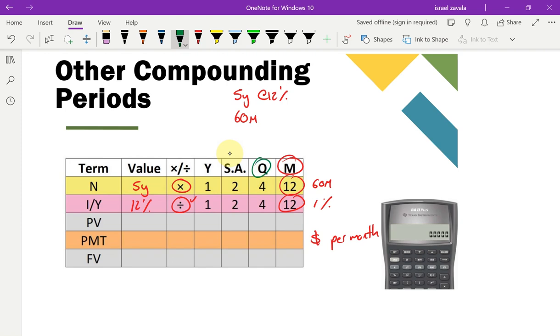One thing I want to point out is if the problem tells you it's going to be quarterly compounding, your payments will be quarterly. If it's going to be semi-annually, then your payments will be semi-annually. Okay, that's going to be the outcome. If the problem tells you, hey, we're starting off with payments that are monthly, then you have to make sure that both your periods and your interest per year are both in monthly terms.